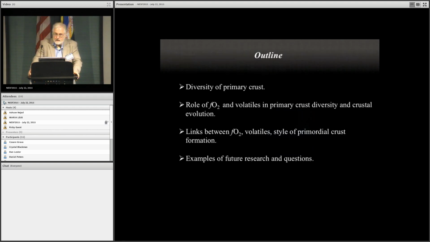And what I'd like to do today is primarily focus upon the diversity that we see in some of these primary crusts, both in small bodies and larger planets, the role of fO2, or the oxygen fugacity, and volatiles in primary crust diversity and crustal evolution, links among fO2, volatiles, and styles of primordial crust formation, and then throwing out some examples of future research and potential questions that, again, we can link to the parallel session later this morning.